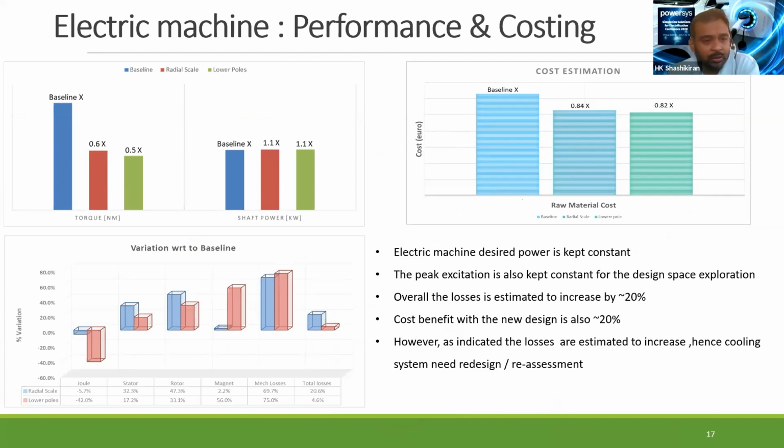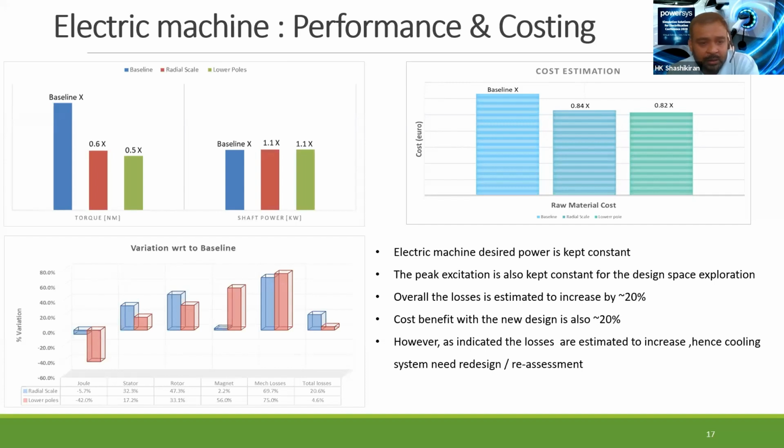If you look at the overall system weight, this bar graph shows that as we are reducing the radial scale, of course we are not getting the same torque, but we want to keep the power the same. We want to keep the same max power. So what we are doing is keeping the power constant and trying to increase the gear ratio to get the required torque level. Compared to baseline, we have reduced the output torque by 40%, keeping the baseline power the same.